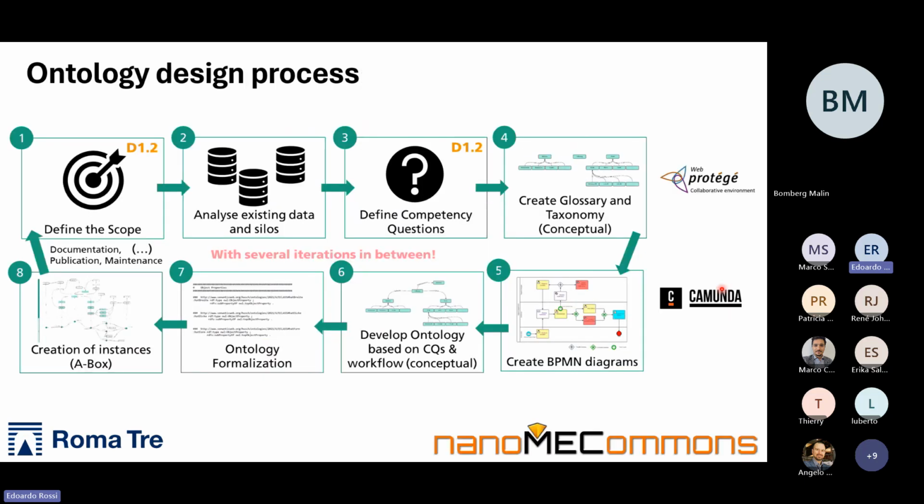Let's go fast on that. To design any new ontology, you basically need these 8 steps. You have to define the scope of your ontology, so documentation, why and how the ontology is inserted within a specific field. You have to analyze the existing data, so you have to collect all the possible data within the characterization field you want to ontologize, and you have to understand how this data comes from different instruments, different actors of the measurement itself.